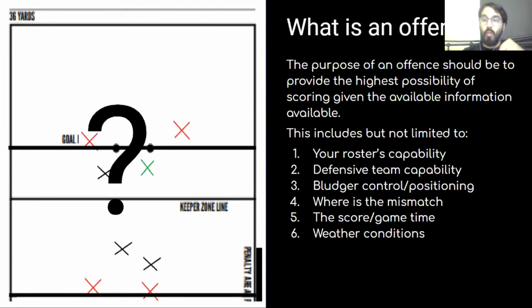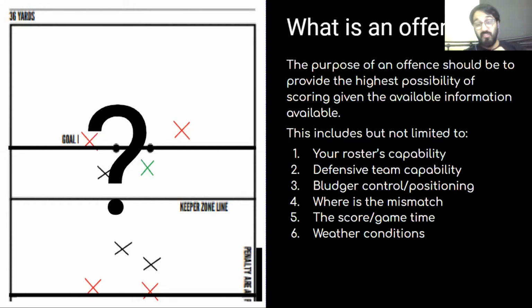Number 4, where is the mismatch? Where on offense do you have the greatest disparity between attacker and defender? Where is that advantage the greatest? And conversely, where are you weakest? Who's being mismatched against? Try and work that out, and that's where you want the ball to go, where you have the advantage.